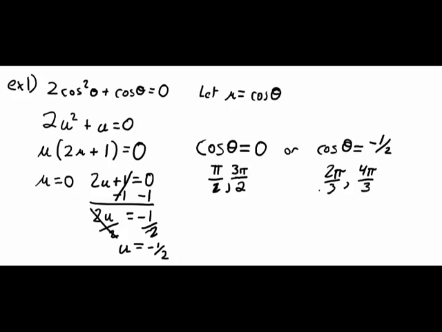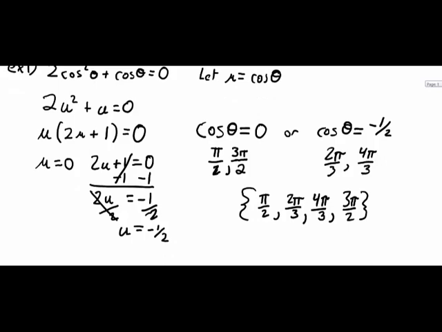So our answer set is all 4 of these answers. Since we have no redundancies, we can put them from lowest to highest. We start off with pi over 2, then 2 pi over 3, then 4 pi over 3, and finally 3 pi over 2. This gives us the solution set for our first example, and the techniques we used were substitution, a little bit of factoring, and then some algebra to solve for x, or in this case, theta.